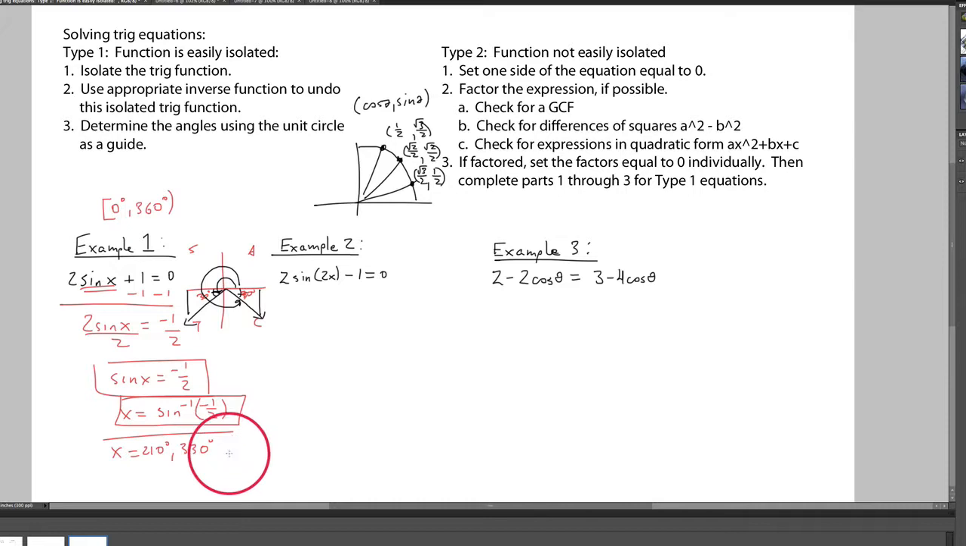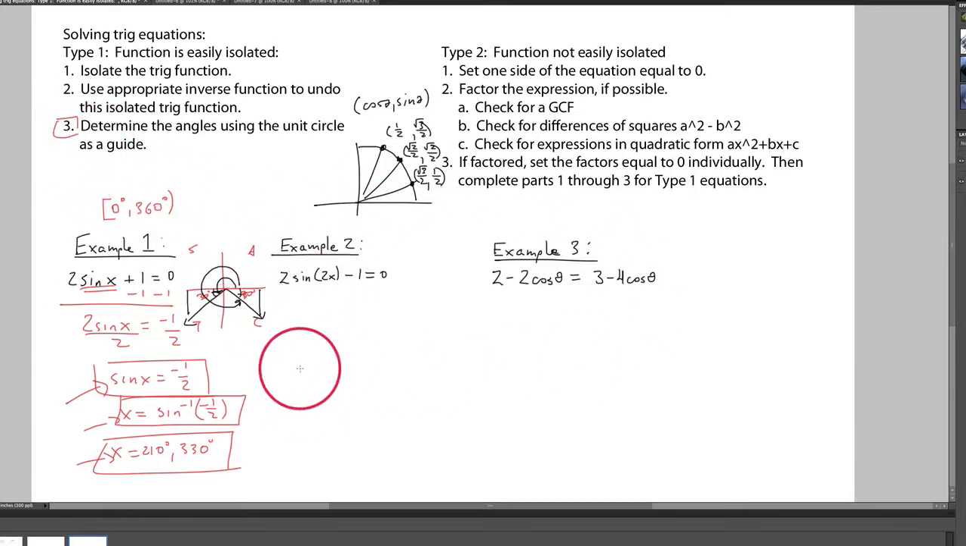Now, for the remainder of these problems, I'm going to go through the processes of getting this trig function by itself, and then rely upon you to be able to do an inverse trig function and then work backwards towards the angles. So this last step right here, I'm going to leave up to you.